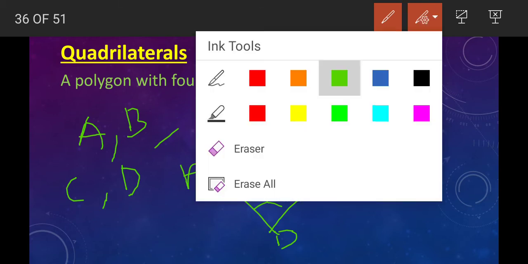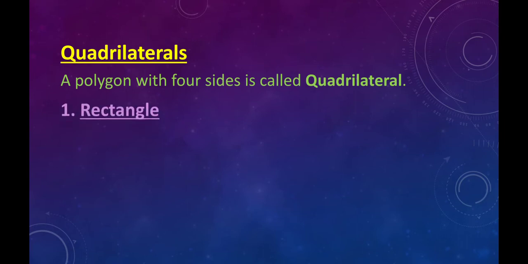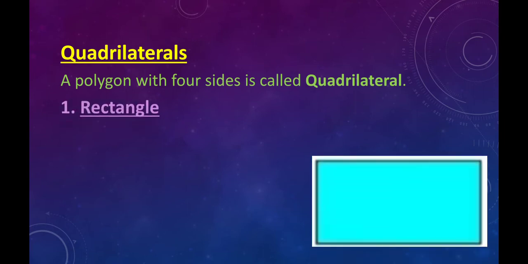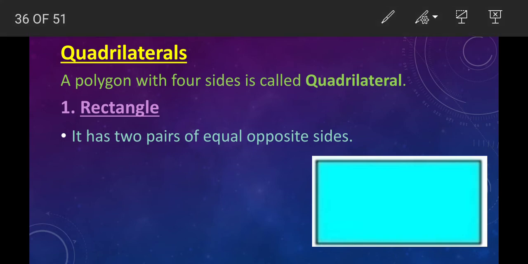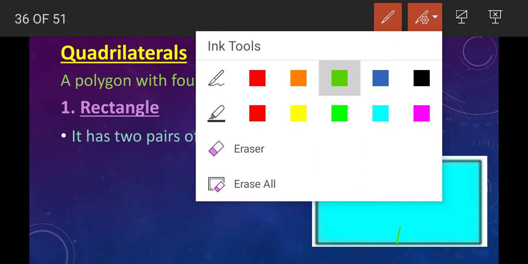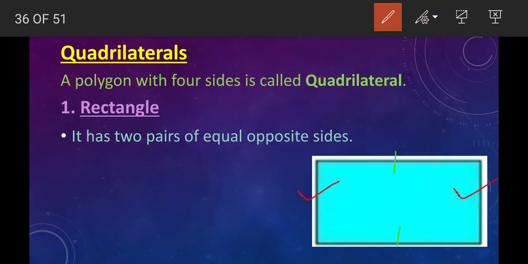So now come to types of quadrilaterals. First we'll discuss the rectangle. Look at this one. In this figure, two pairs of opposite sides are equal. In this figure these two sides are opposite and the other two sides are opposite to each other. Clear? So each pair of opposite sides is always equal. In a rectangle, pairs of opposite sides are always equal.